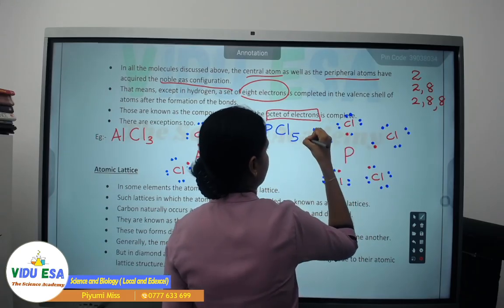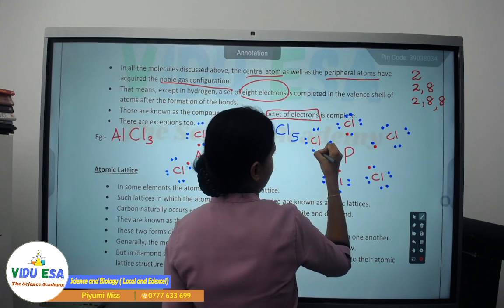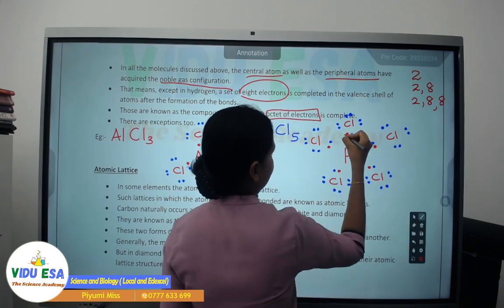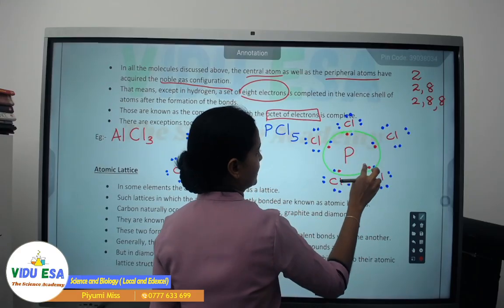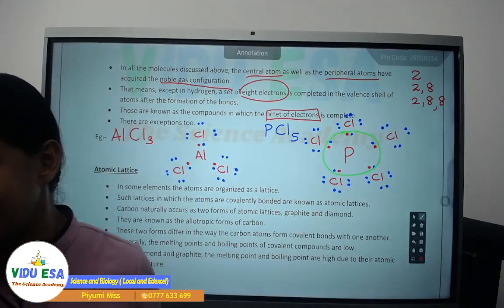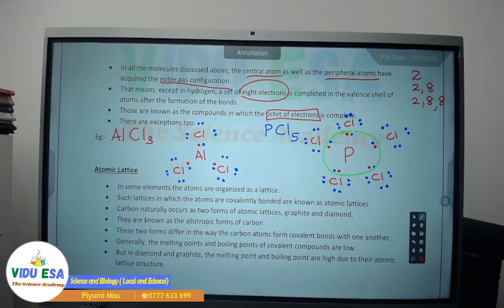But what about phosphorus? What has happened to phosphorus? How many electrons are there now? 2, 4, 6, 8, 10. 10 electrons are there for phosphorus. Now, that is also an exception. It has exceeded the electron octet. I have told you two exceptional cases. That's all. In most of the cases, electron octet is completed. There are certain instances in which this is changed.